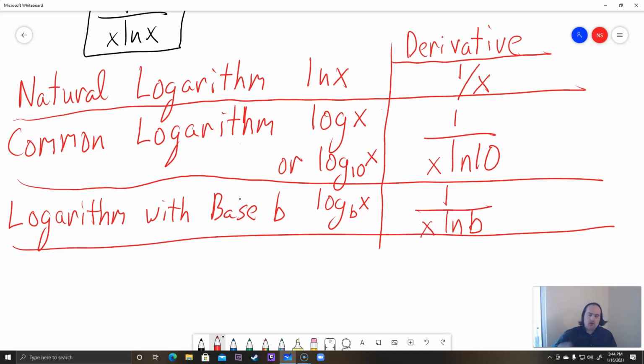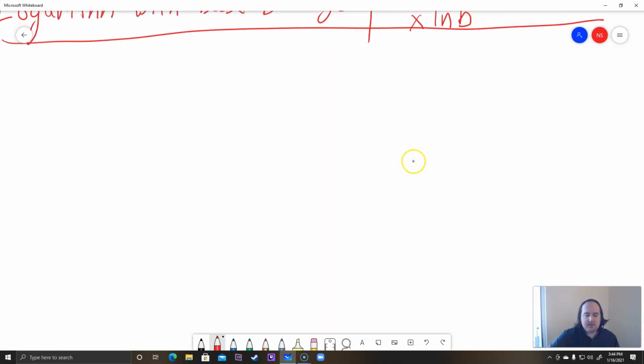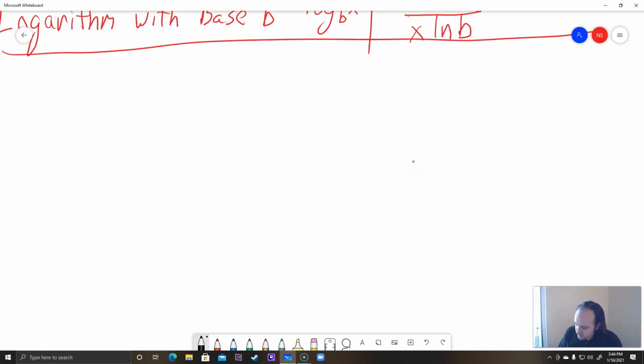Okay? So it's just a slightly different formula. Basically, if you don't have a natural logarithm, you end up with natural log of the base in your denominator. But other than that, it's the same formula. Okay, so let's see another example. Well, a couple of them. These are generally not that challenging if you know the formula.